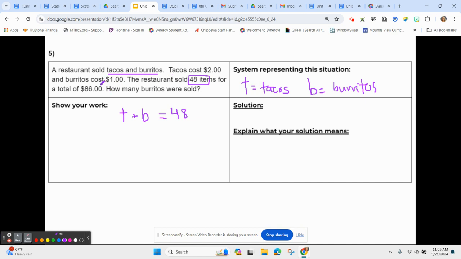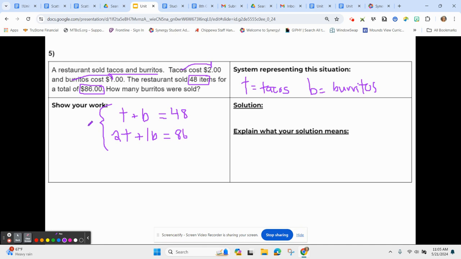Now, the second part is about money, the cost. Together, these items were $86. So again, I know I've got another equals, and this is going to be 86 bucks. And so this equation has to do with the money. And so I see tacos are $2 and burritos, each one is $1. So right here, my tacos are $2 for every taco sold, and burritos are $1 for every burrito sold. So right here, we have ourselves a fancy little system.